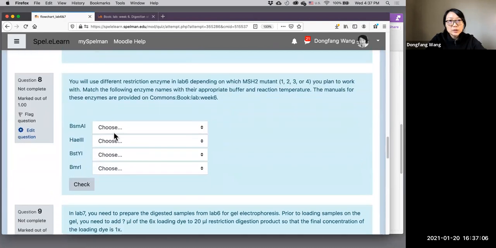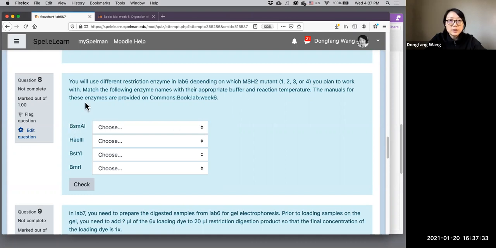Question number 8. This lab is a bit unique because depending on which mutant you get, mutant 1, 2, 3, or 4, you're actually going to use different enzymes. Different enzymes have different reaction conditions. So in question number 8, you're going to read the manufacturer's manual for the enzyme and figure out that information. I'm going to do mutant 1 as an example.